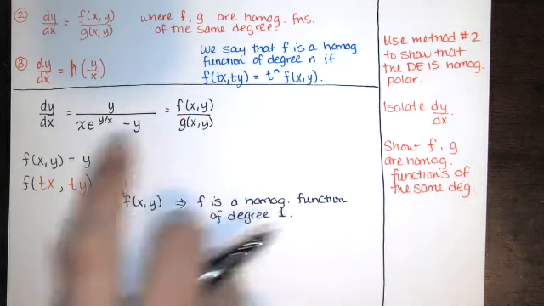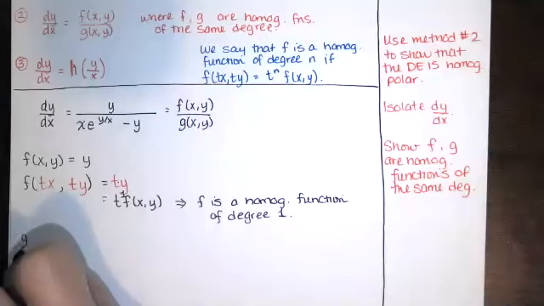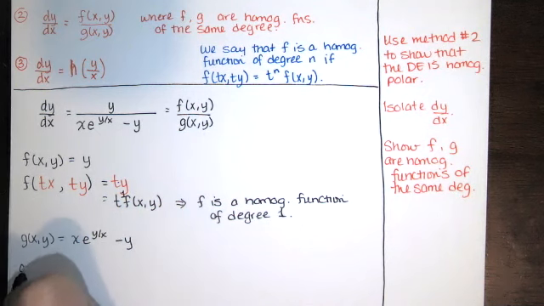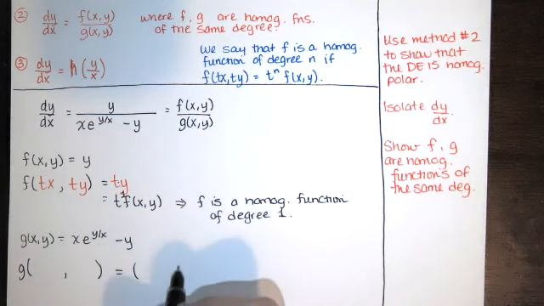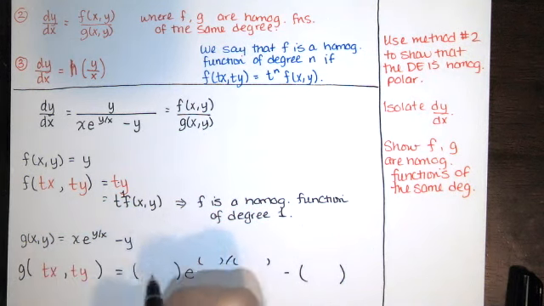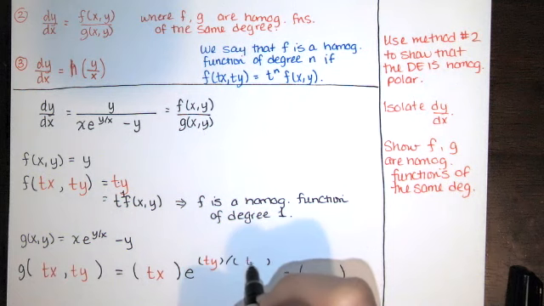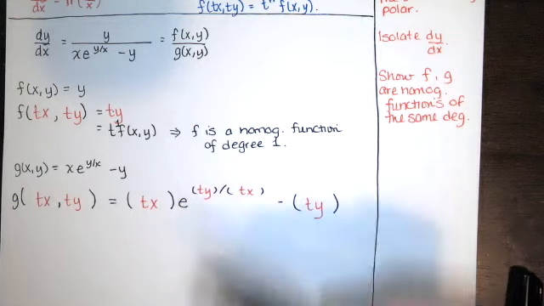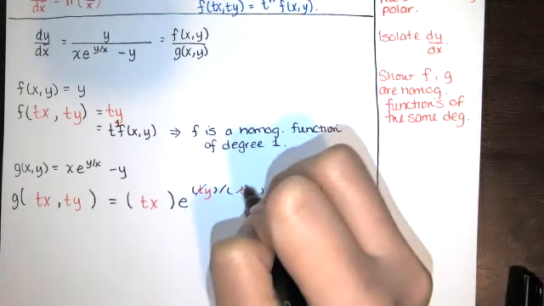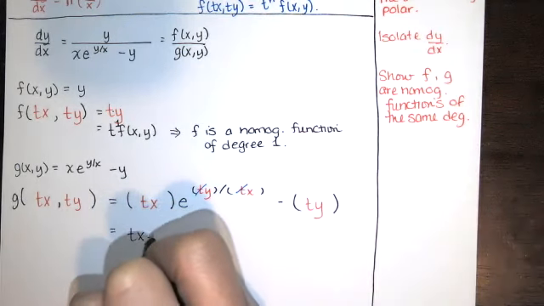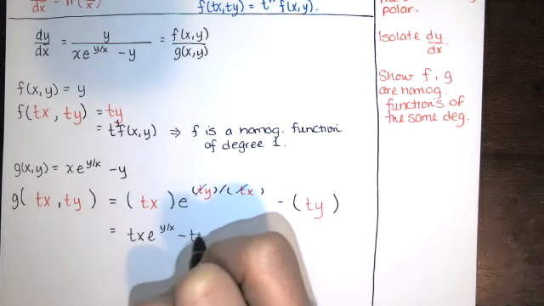Okay, so now we want to see if g is also a homogeneous function of degree 1. Now g is the function in the denominator. We want to replace x with tx and y with ty. I like to use this little placeholder notation. And then we simplify where we can. Now ty divided by tx will just give me a y over x there. The t's will reduce. So now I've got tx times e to the y over x minus ty.